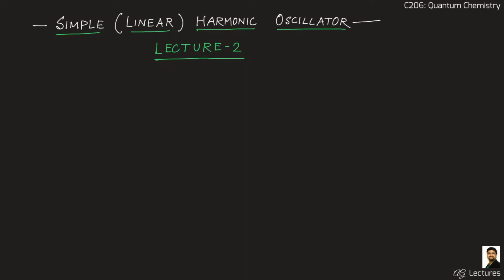So we will continue our discussion on simple linear harmonic oscillator, and this is lecture 2 of that series. Before going to lecture 2, let us quickly summarize what we have done in lecture 1. Let me write down the key steps of the theory that we have formulated so far.